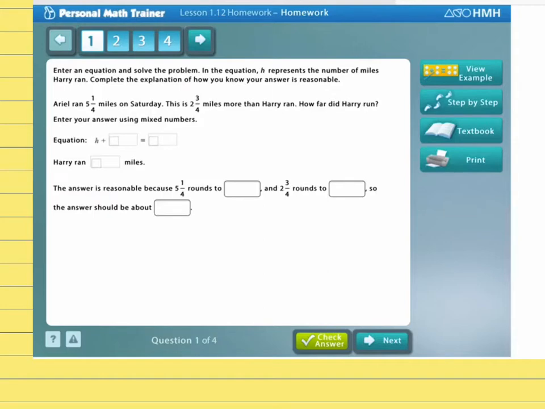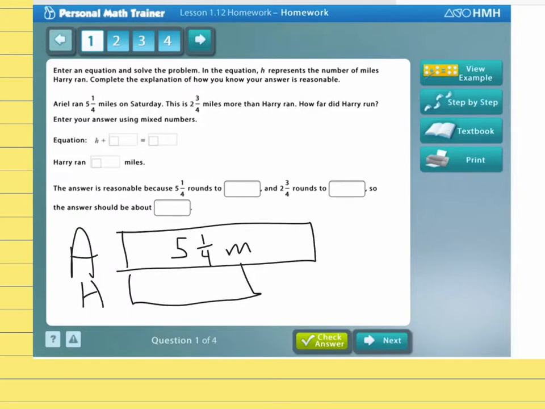This represents the 5 1/4 miles that Ariel ran, and this amount is more than Harry ran by 2 3/4 miles. This would represent how many miles Harry ran, because this number here is 2 3/4 more than what he ran. So I'm comparing Ariel to Harry, and I know the difference between those is 2 3/4. What I don't know is this amount here, what he ran. So using my model will help me.